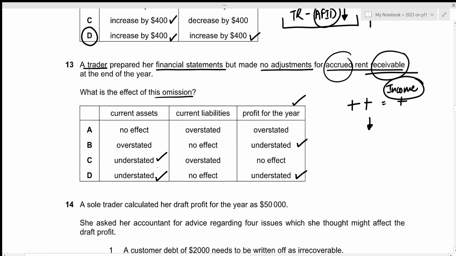And as for our current liabilities, there will be no effect because we're talking about accrued rent receivable, which is not a part of our current liabilities. So we're looking for no effect in this case, which is given in option B and D. So the correct answer for all three, current assets, current liabilities, and profit for the year, is given by option D.